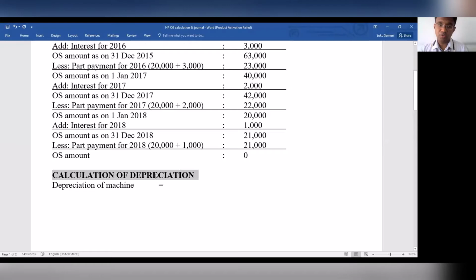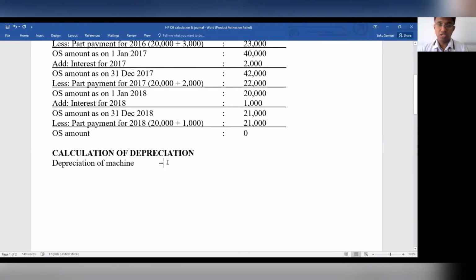Now what we have to do is calculate depreciation. Remember, which method are we following here? We are following the written down value method. So depreciation is calculated at 10% on written down value. Let's start off with the cash price of the machine in 2016. The cash price of the machine in 2016 is 1 lakh.